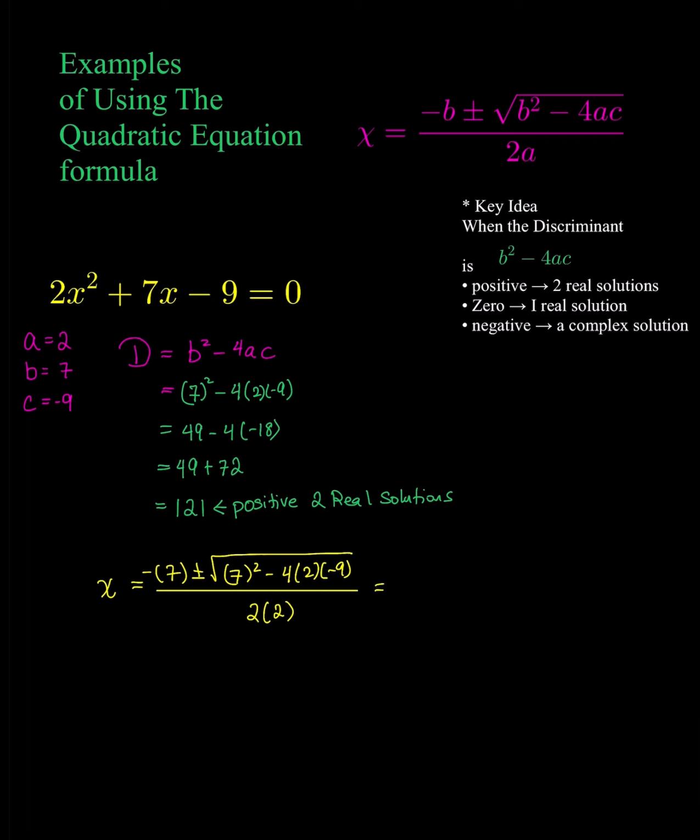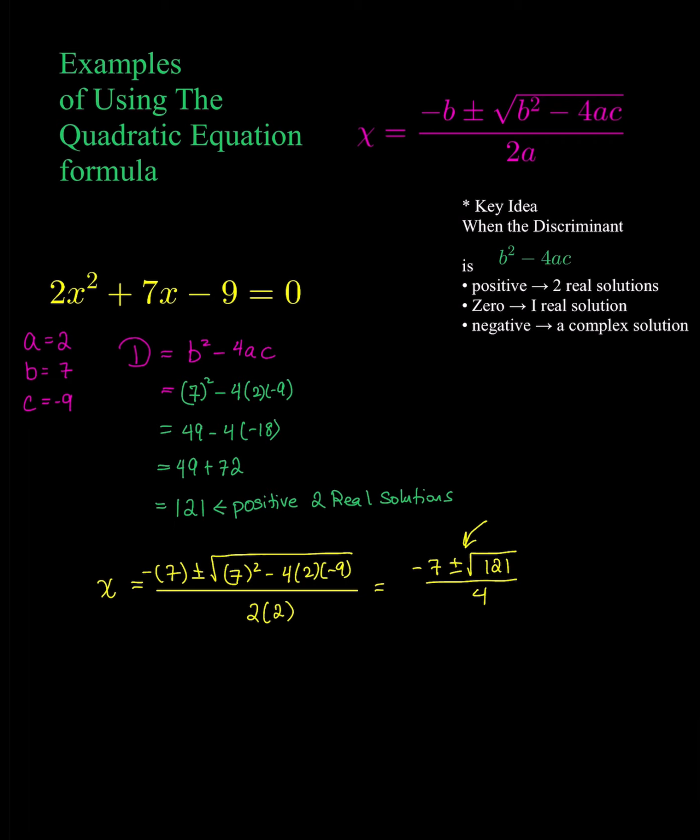Recall that we've already shown what the value of the discriminant will be. So all we will do is replace the term that's inside the square root with 121. So we will now have negative 7 plus minus the square root of 121 divided by 4. Notice that we have a plus and a minus sign. That means we'll have two solutions.